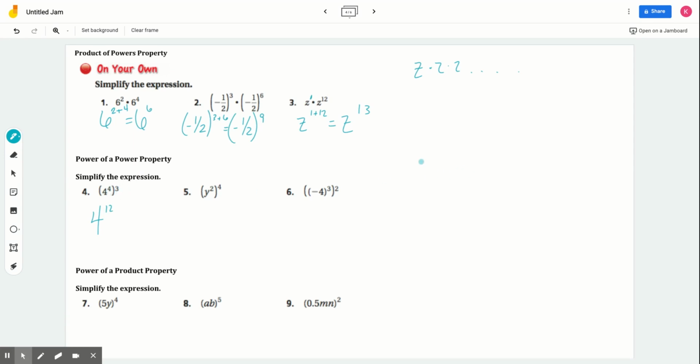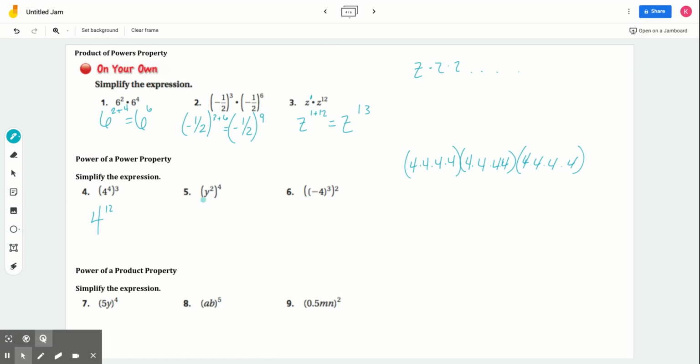We can see that because that would be like 4 times 4 times 4 times 4 times 4 times 4 times 4 times 4 times 4 times 4 times 4 times 4. We can see that when we do this 3 times, we would have 4 to the 12th power. You go ahead and give numbers 5 and 6 a try.